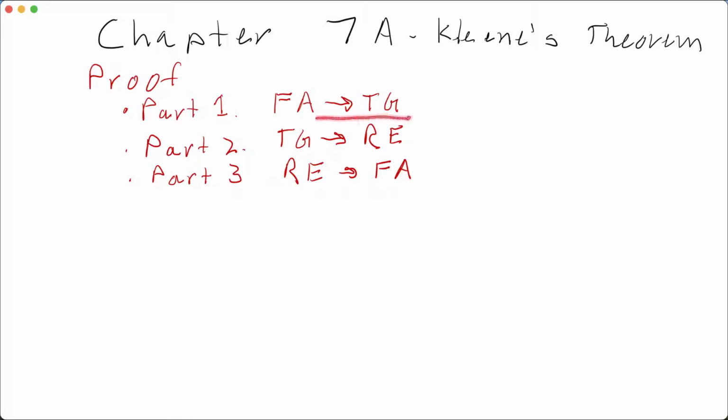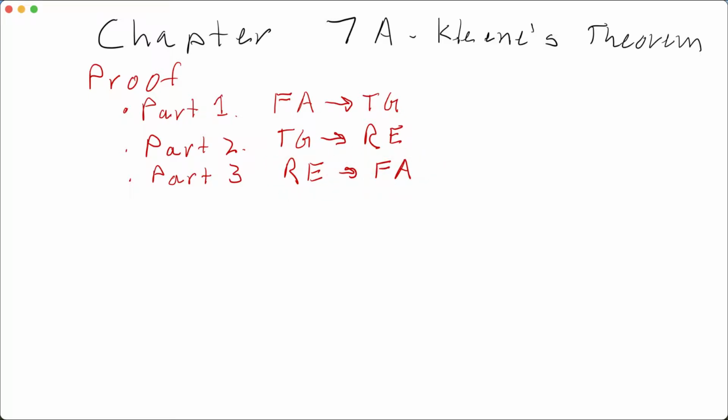Now the proof of this theorem is, again, three parts. Part 1 is that all finite automatas can be made into transition graphs. This is a proof by construction. If you give me a finite automata, I can construct a transition graph that accepts the same language. Then in part 2, we're going to take any transition graph and come up with a way to construct a regular expression that accepts that same language. And in part 3, we're going to take any regular expression and figure out a way to construct a finite automata that accepts that same language.